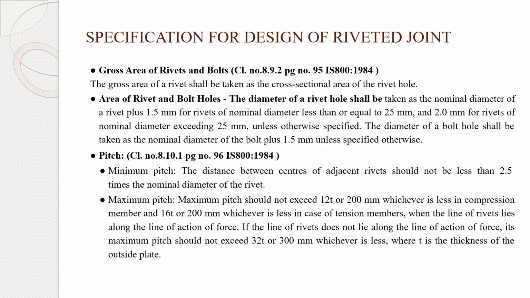Now the minimum pitch. The distance between centers of adjacent rivets should not be less than 2.5 times the nominal diameter of the rivet. And the maximum pitch should not exceed 12T or 200 mm, whichever is less, in a compression member, and 16T or 200 mm, whichever is less, in case of a tension member, when the line of rivets lies along the line of action of force. If the line of rivets does not lie along the line of action of force, the maximum pitch should not exceed 32T or 300 mm, whichever is less, where T is the thickness of the outside plate.